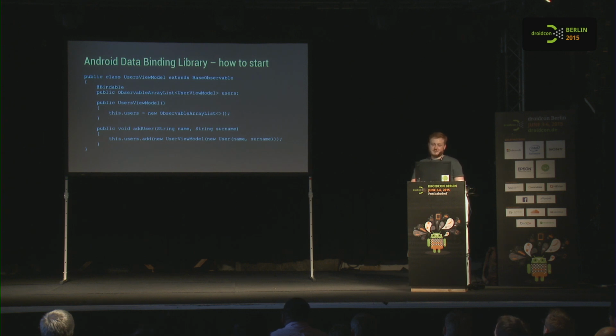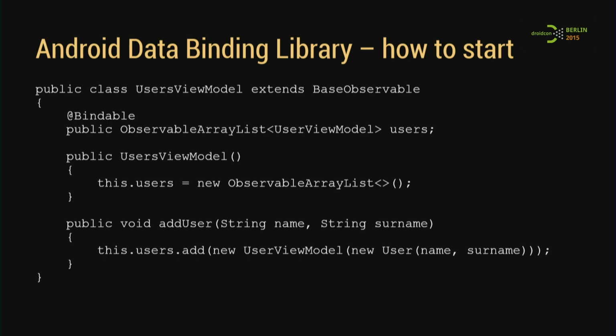First what we need is we need to create our base view model. And Google comes with observable array list, which is responsible for notifying our view that, for example, we add new item to the list, or etc. And if you want to make this bindable to the view, we need to annotate it with bindable annotation. And I have sample add user method in order to add some new user.